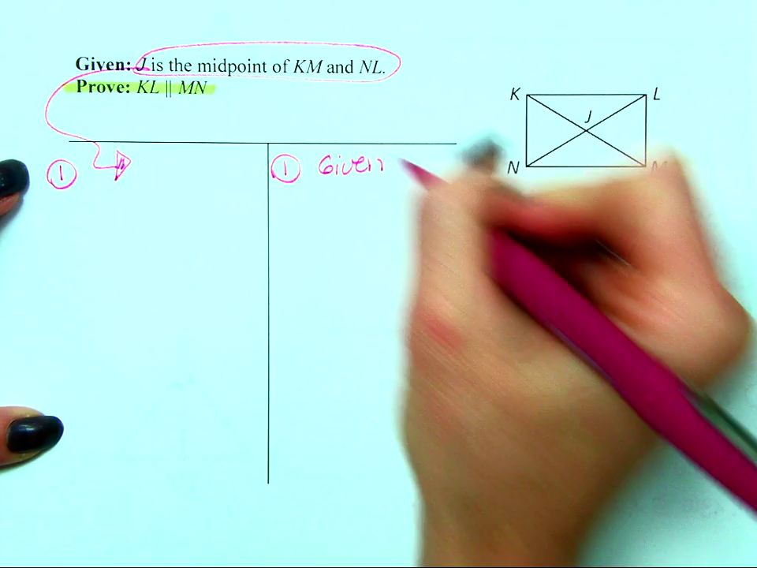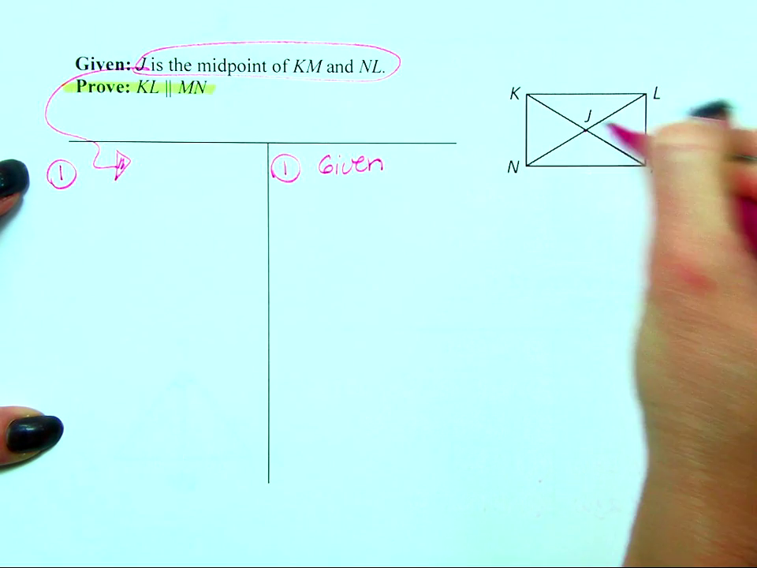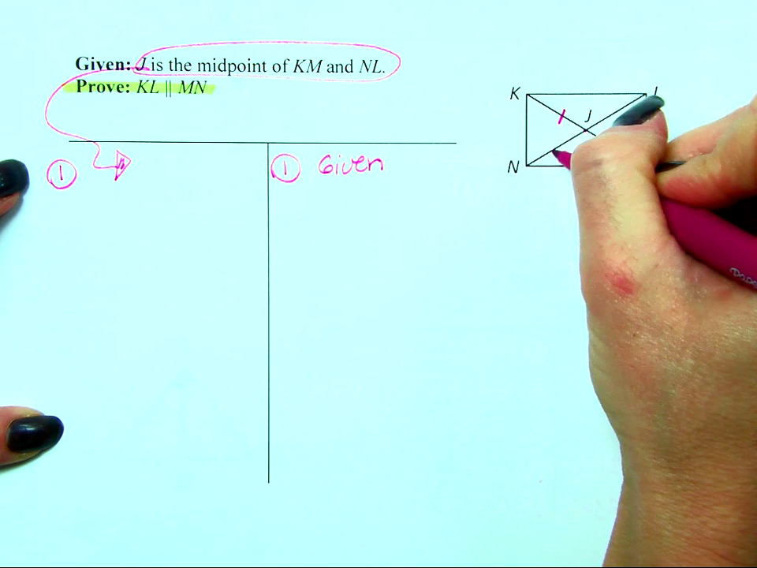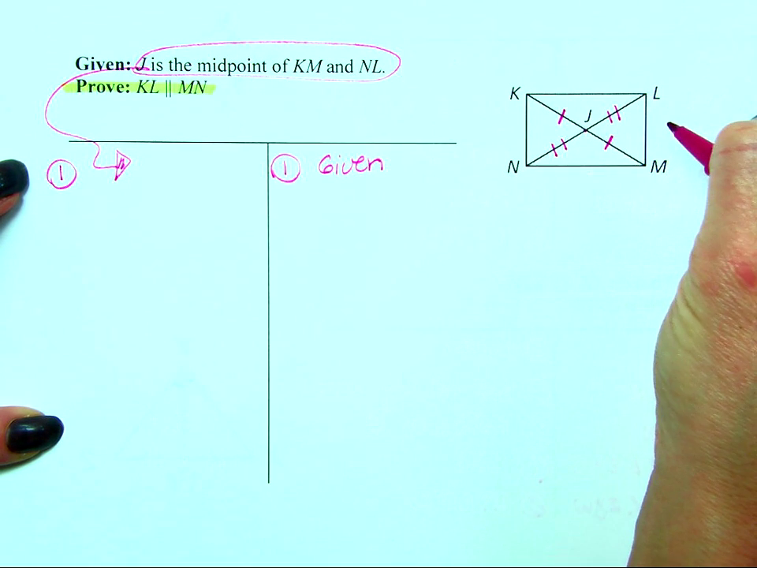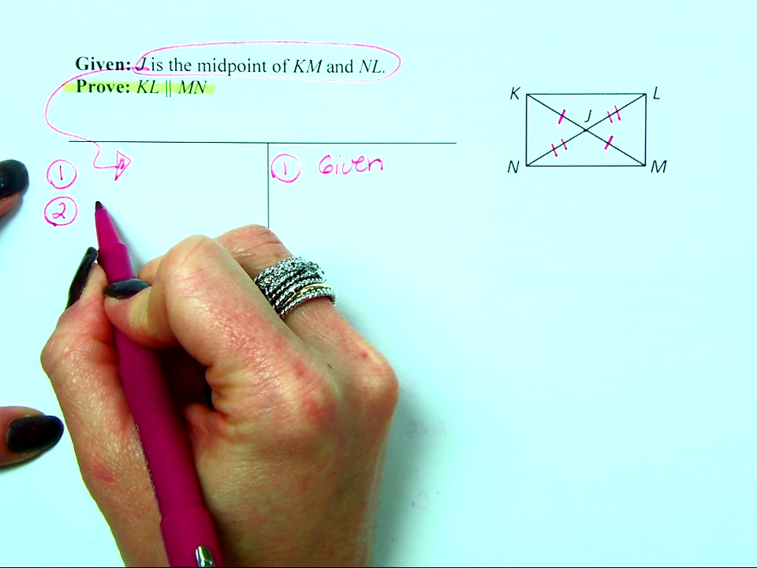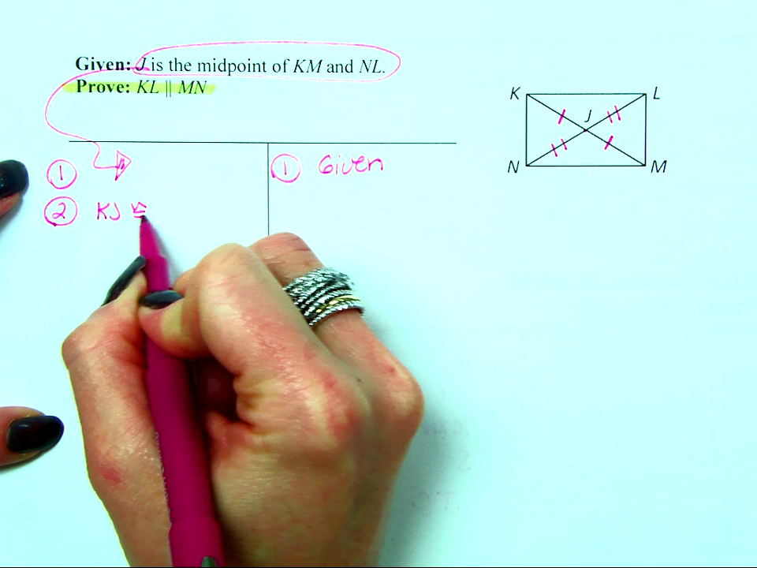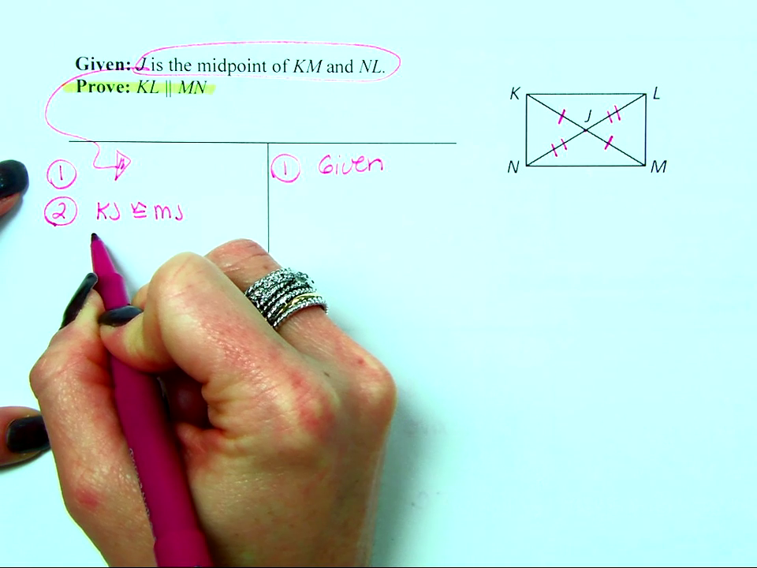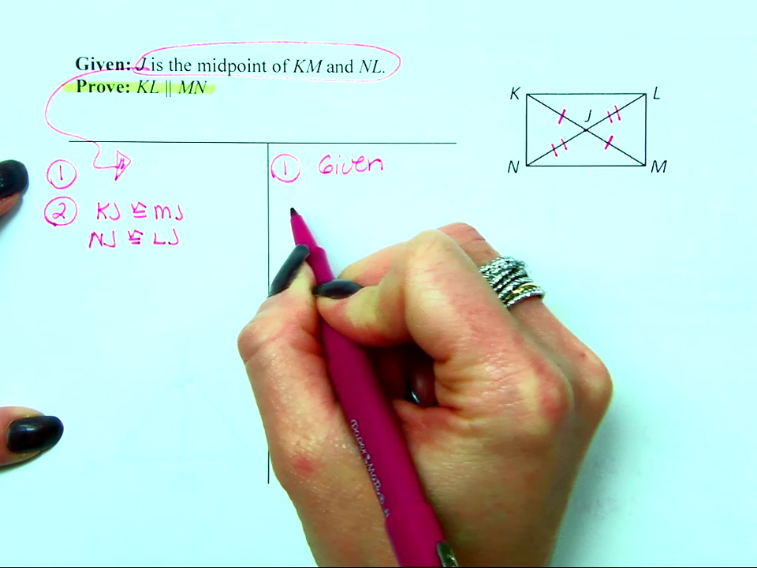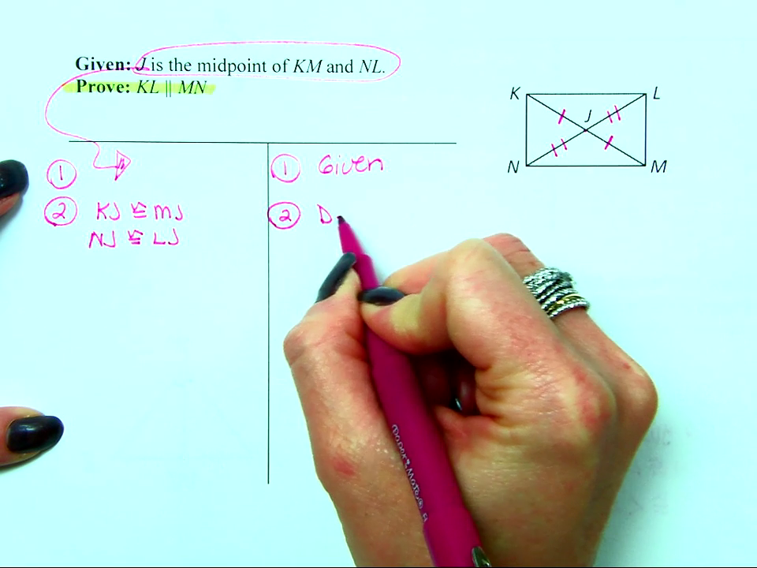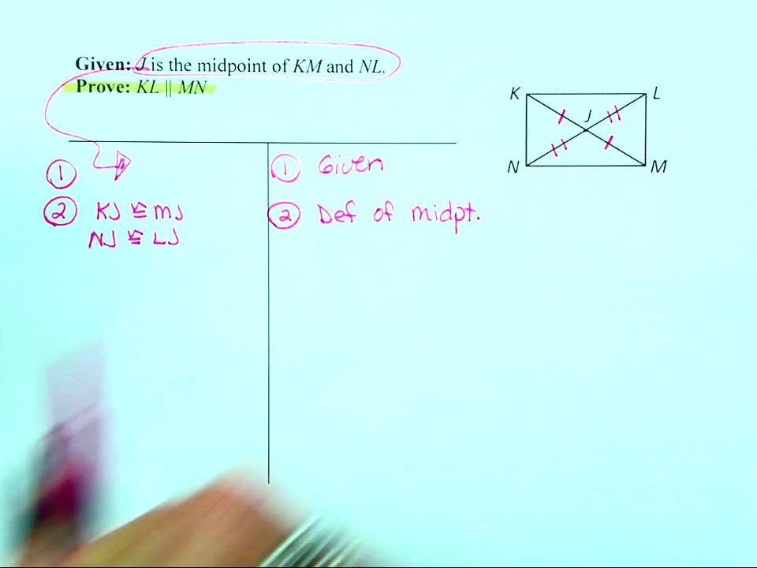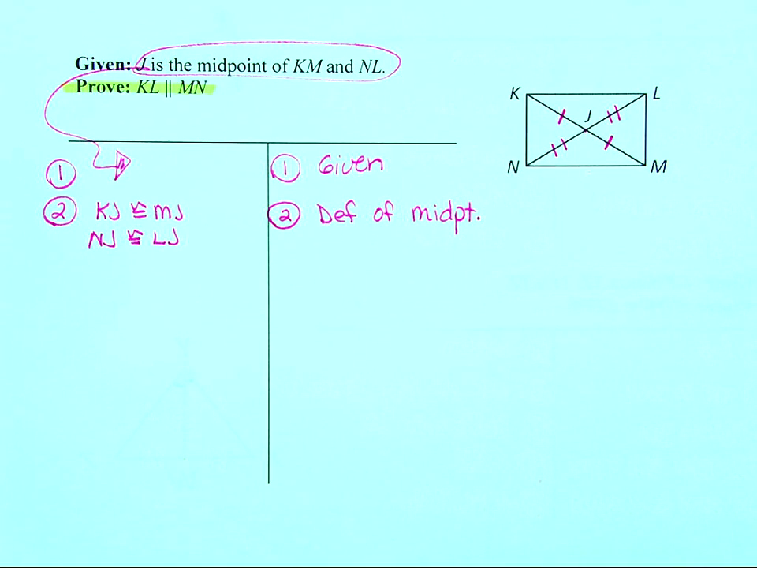If J is my midpoint here of KM, we know those are the same. Of NL, we know these are the same. But if I make those markings, I need to go and put that into my proof. So I'm going to say that KJ is congruent to NJ. NJ is congruent to LJ. And I'm going to put that in the same step because it's the same reason. It is because of my midpoint. Where do I go from here?